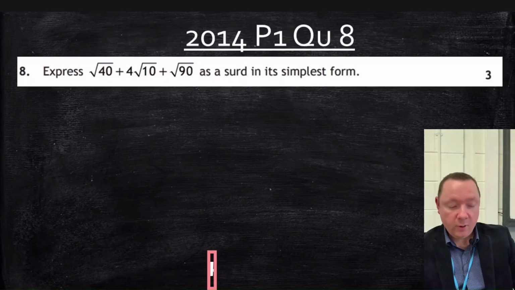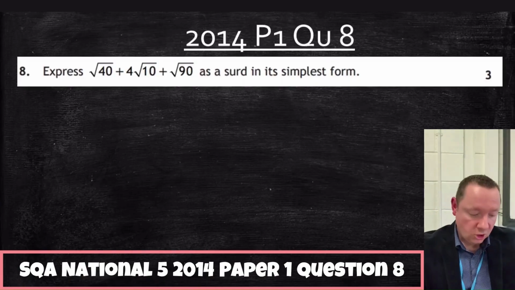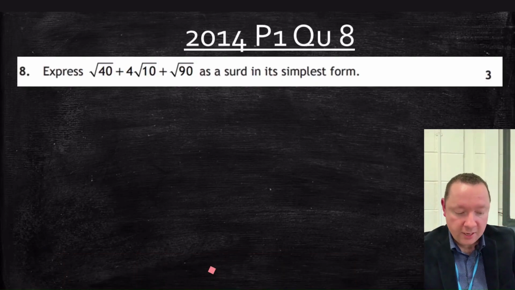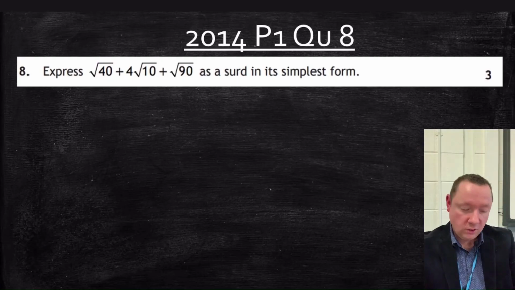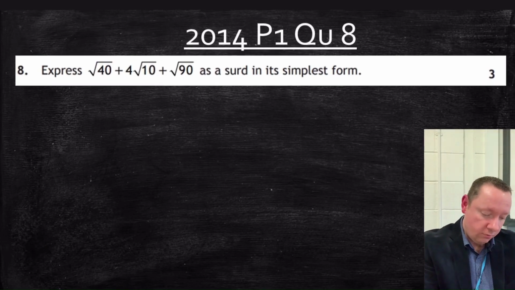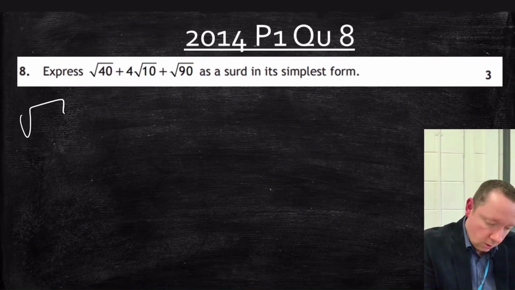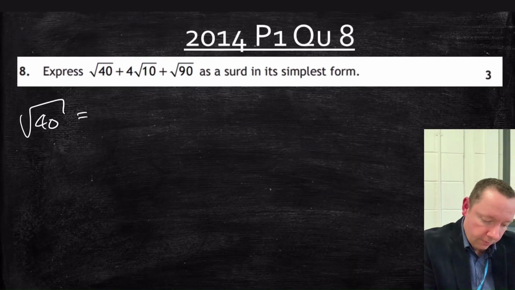Okay, a little past paper question, 2014, paper 1, question 8. Root 40 plus 4 root 10 plus root 90 as a surd in its simplest form. Can't add them until we're all simplified. So let's start with root 40. So we've got root 40. Well, that's just 4 times 10.